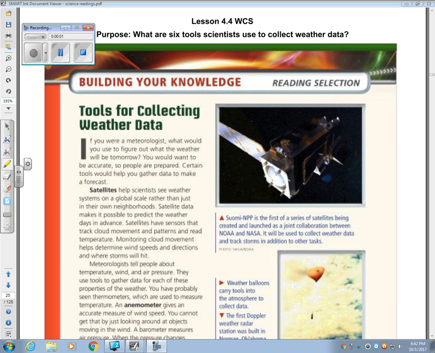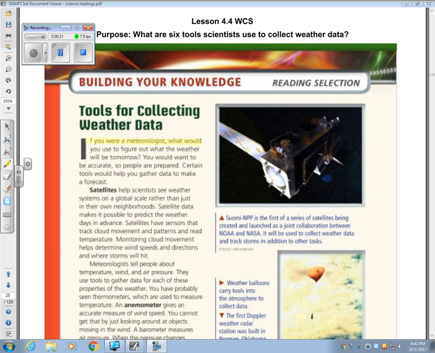This is Science 8 readings for Lesson 4.4 WCS. The name of this article is Tools for Collecting Weather Data. The purpose for reading this article is to answer the question, what are 6 tools scientists use to collect weather data?